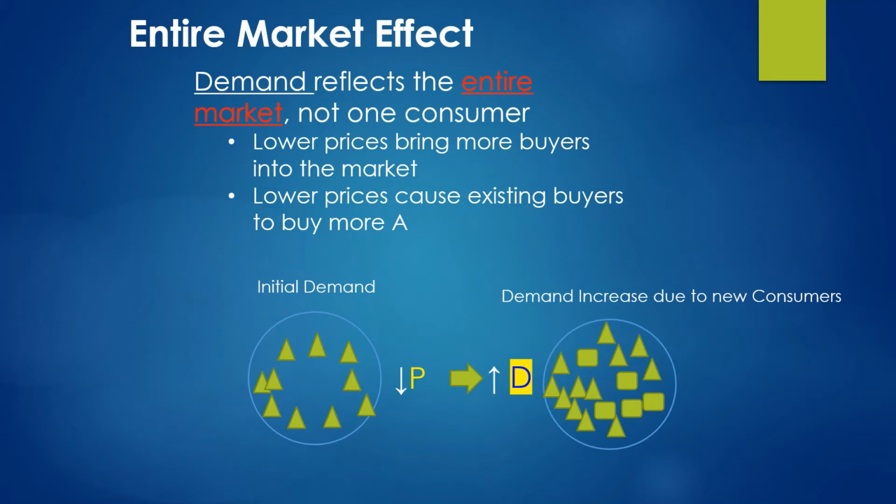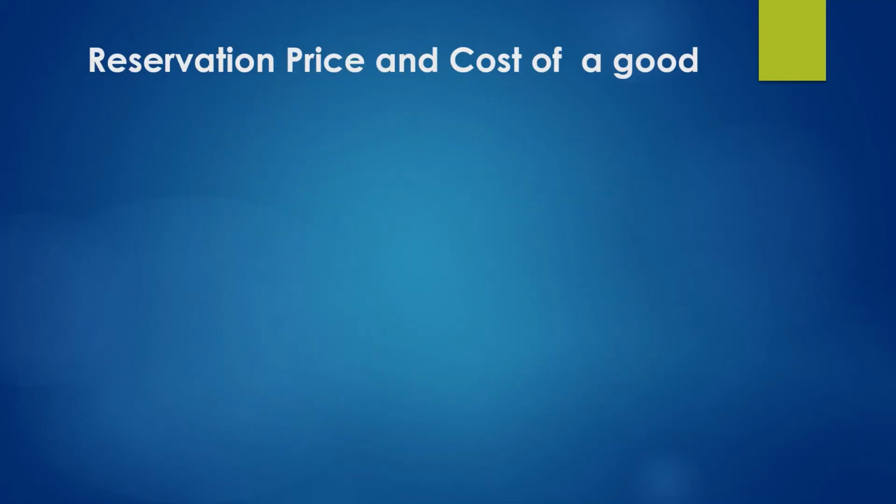some consumers who are going to leave the market because the good becomes expensive. The second reason is that the existing buyers, at higher prices, can only buy less amount of that good. So these are the three reasons for having an inverse relationship between the prices and the quantity demanded.